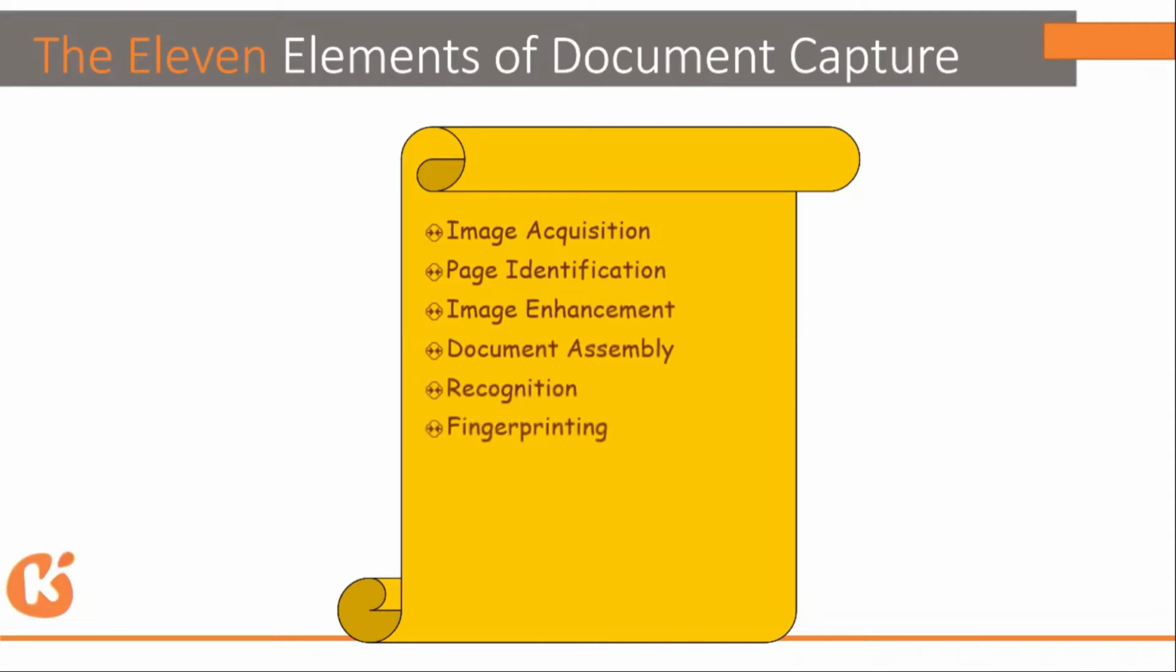recognition, fingerprinting. Have you done fingerprinting in your project? Yeah, for some applications, we have a couple of applications, and for some of them we have enabled fingerprint. Okay, fine. Next is locating data. Next is validation. Then routing, verification, and export. These are the 7 elements to capture the document.